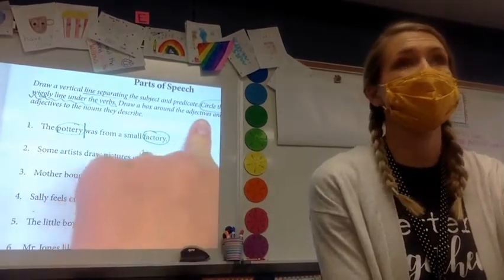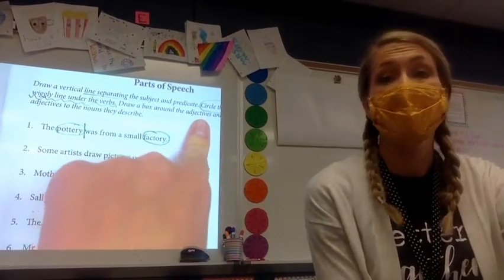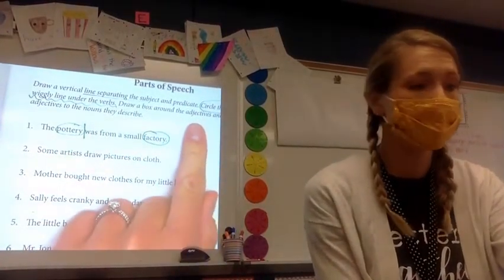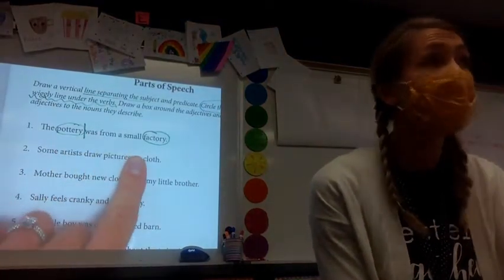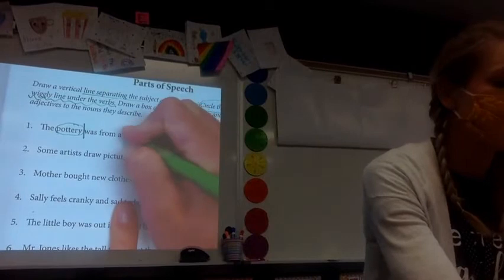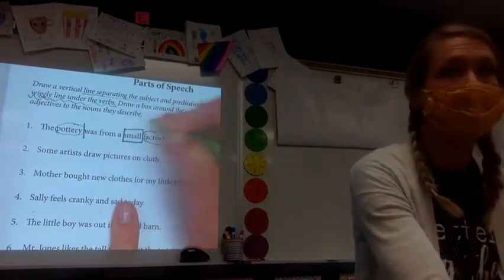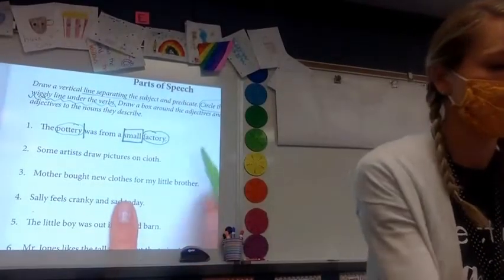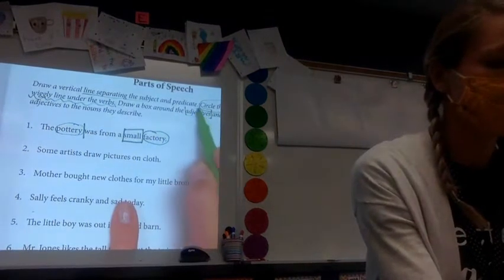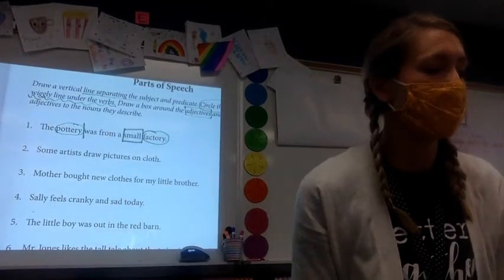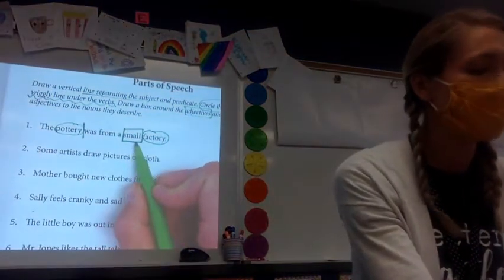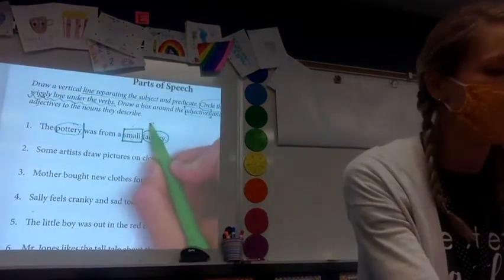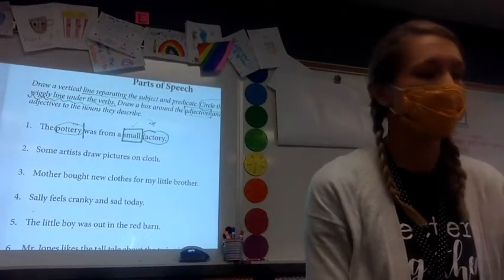Draw a box around adjectives. Adjectives are describing words, right? So the pottery was from a small factory. You all told me that one needs a box. And now we need to draw an arrow to the noun. What is small describing? The factory. So I'm just going to draw an arrow. Small factory.